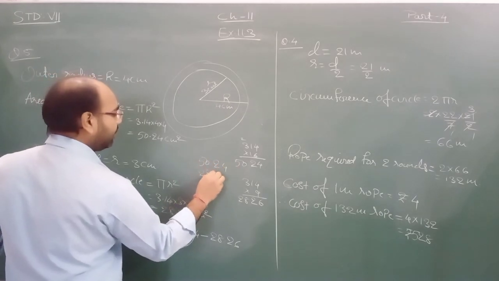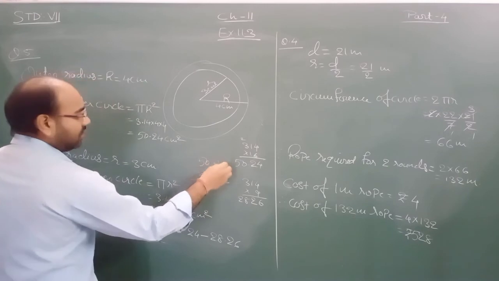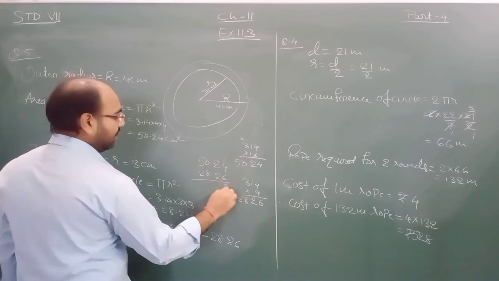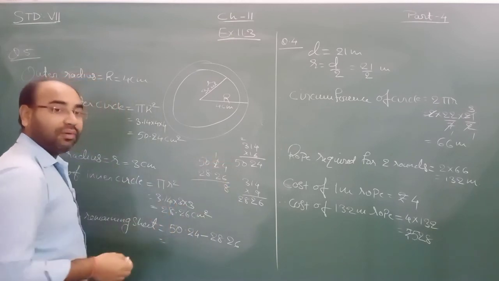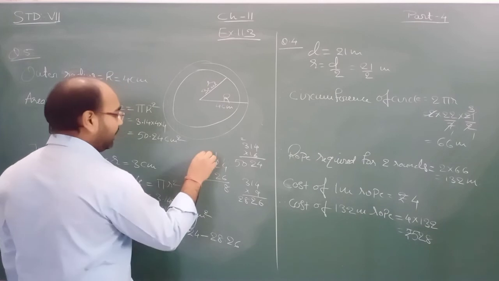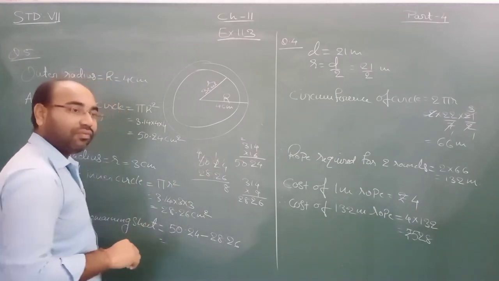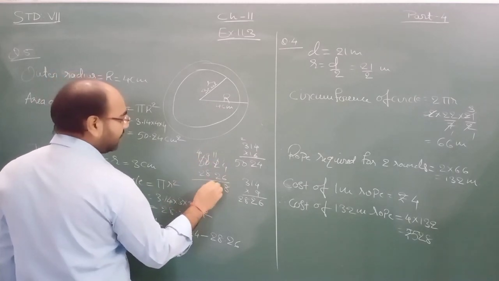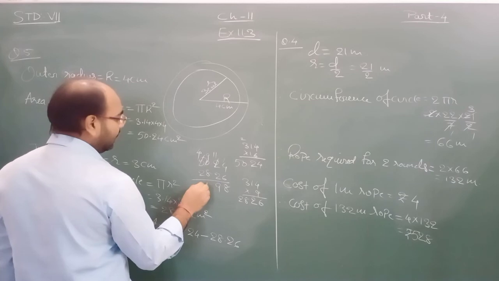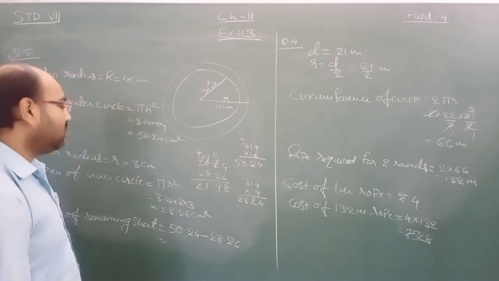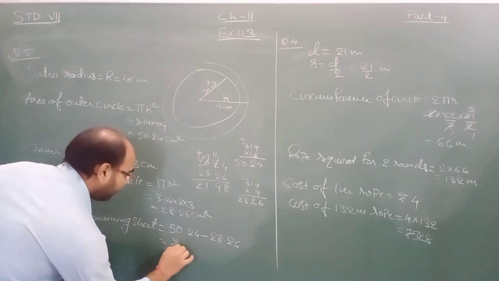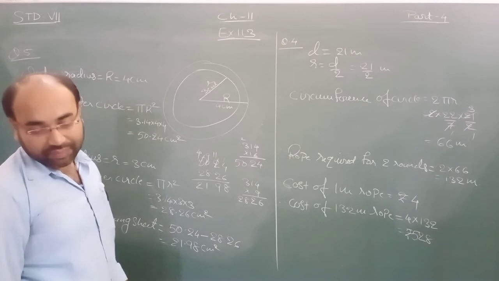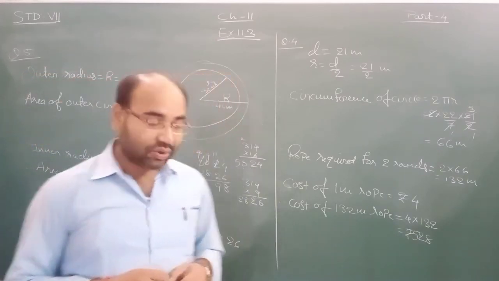50.24 and 28.26. So 14 minus 6 is 8. Now as we have to borrow from here, so it will become 4. Here it will become 9. Here it will be 11. 11 minus 2 is 9. 9 minus 8 is 1. And 4 minus 2 is 2. So our answer comes 21.98 centimeter square will be the answer for the question.